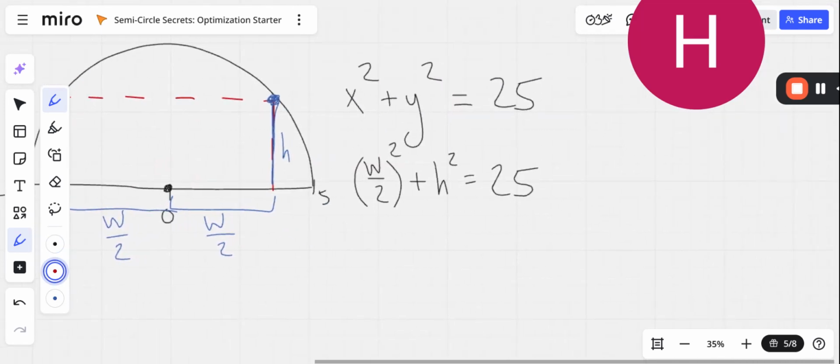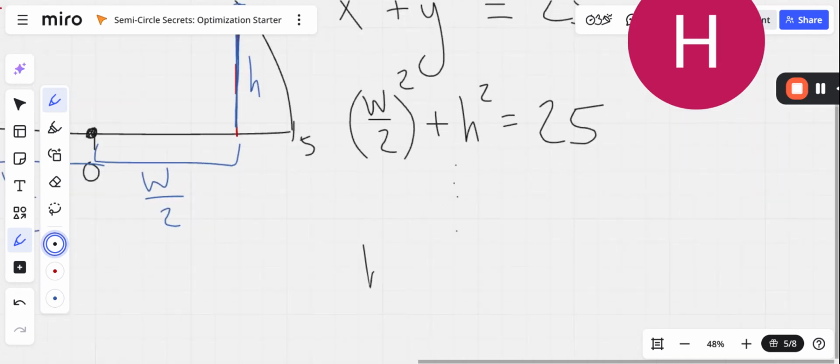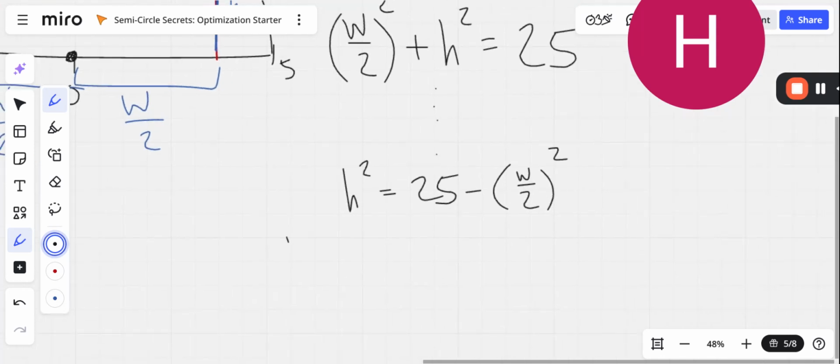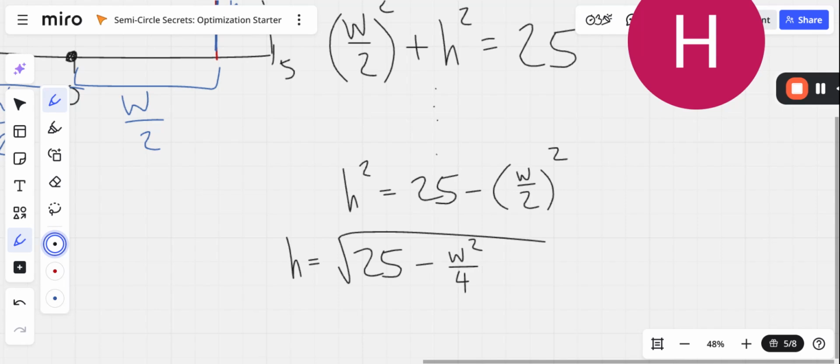Now we want to find a way to replace the h with w's. And so we're going to have to take this equation and manipulate it a little bit. So h squared is going to equal 25 minus w over 2 squared, which means h is going to be the square root of 25 minus w squared over 4. Now, of course, whenever we take a square root to solve an equation, we need to consider plus or minus, but we don't have any negative heights here, so we're not going to deal with the negative case.